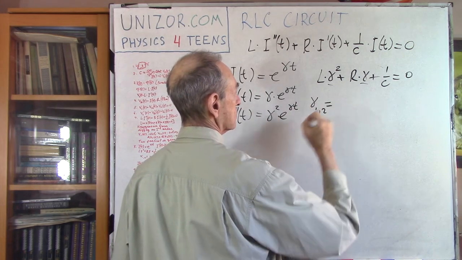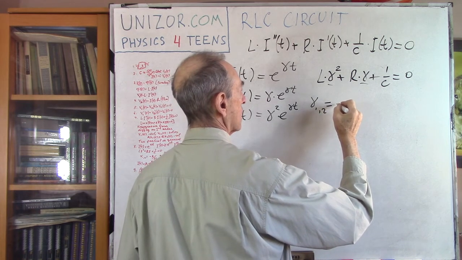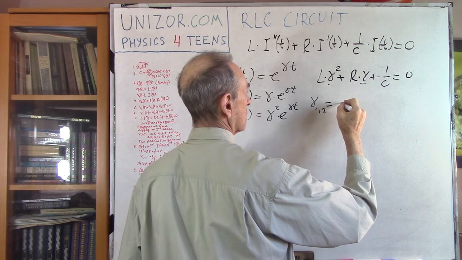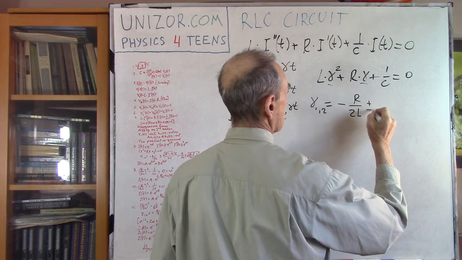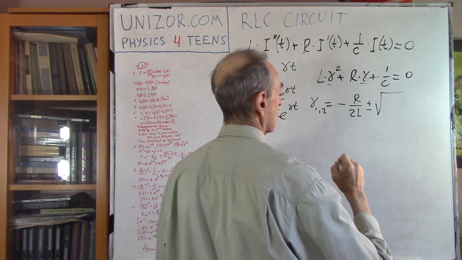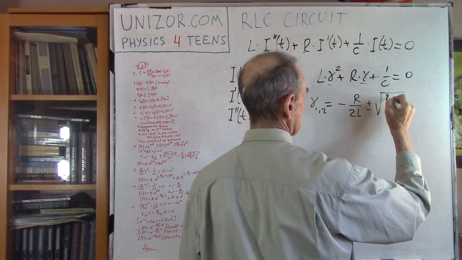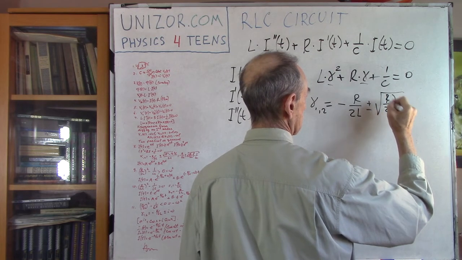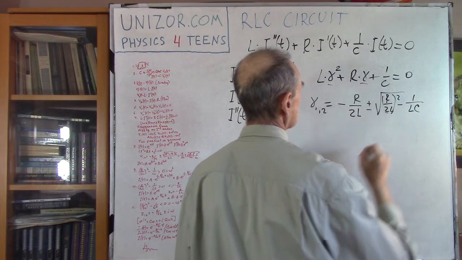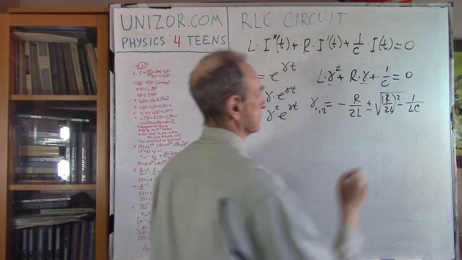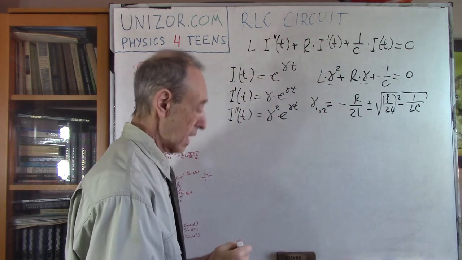Gamma 1, 2 is equal to minus r divided by 2l plus minus square root of (r over 2l) squared minus 1 over LC, right? So, I've got two gammas.